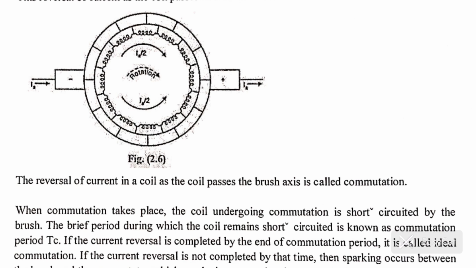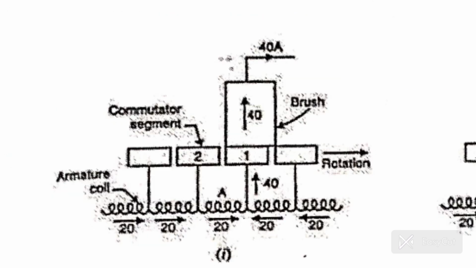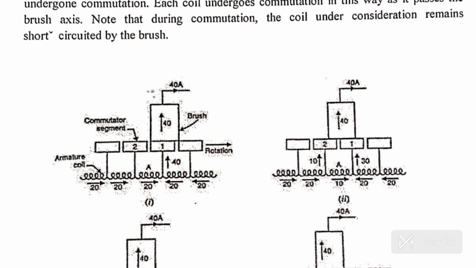Now look at the brush touching the commutator segment. When a coil comes in contact with the brush, current starts flowing through that brush and commutator segment. But as the armature rotates, the brush shifts and touches the next segment. During that transition period, the coil is connected to both segments. It gets short-circuited by the brush. This short time, where the brush is connected to two segments, is called the commutation period. If current reversal is completed during this period, it's ideal commutation. If not, sparks fly.